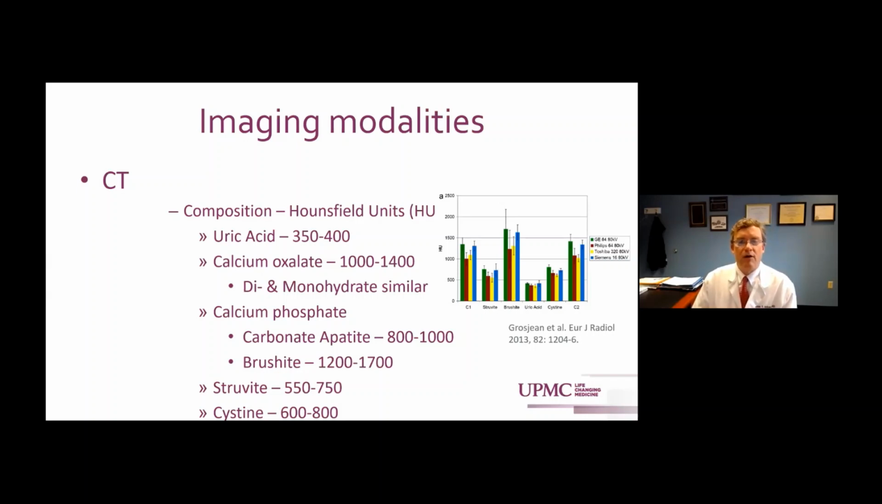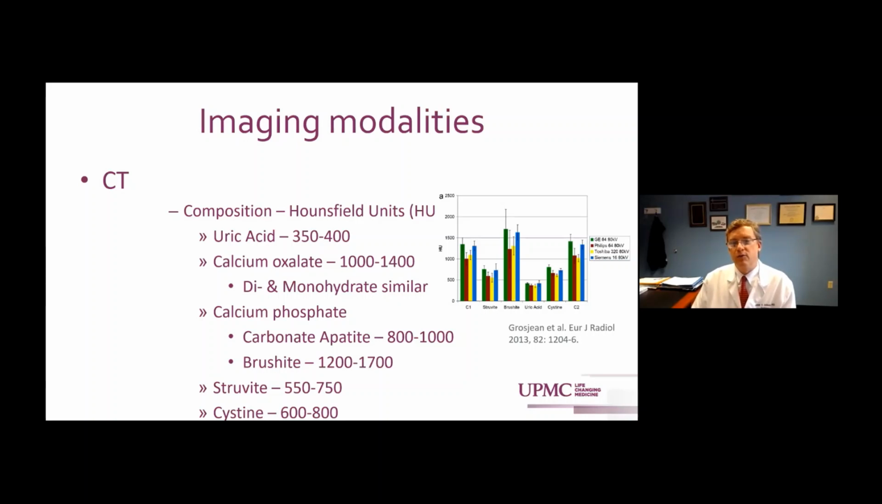And there's a nice article relatively recently from Grosjean et al. in the European Journal of Radiology that looks at that, and it really has a nice graph here. I don't know if you can see it all, but the one most important thing to notice is uric acid really is quite clustered here, and they were looking at different CT scanners, which do also register differently, so you have to know your scanner. But at least it was very consistently significantly lower than all of the other ones, in the 350 to 400 Hounsfield unit range. Calcium oxalate stones, the most common ones we see, tend to be higher, 1,000 to 1,400.